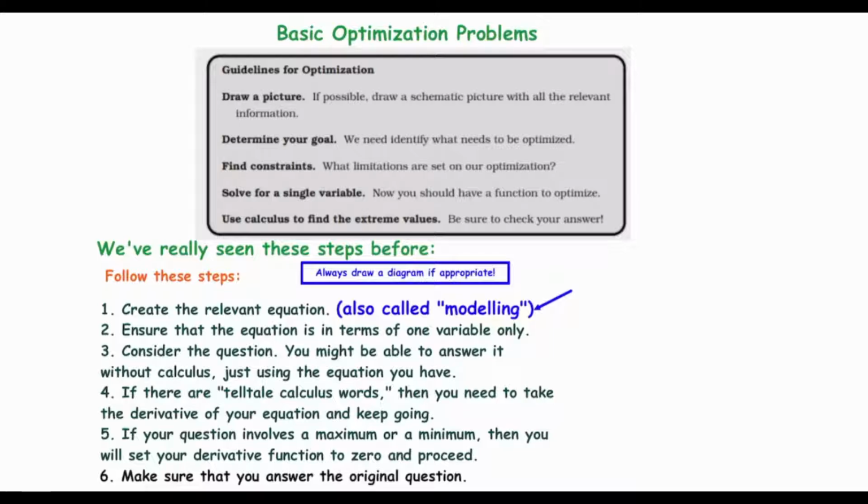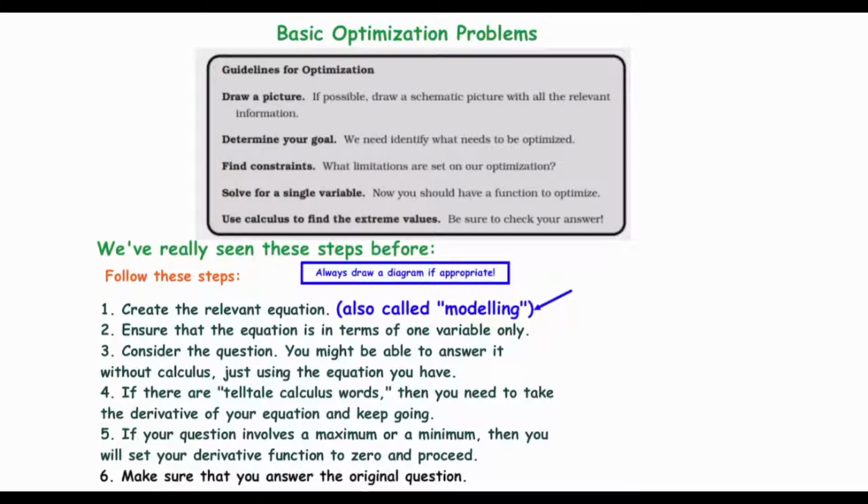So first of all, drawing a picture. If possible, draw a schematic picture with all the relevant information. Honestly, drawing a picture or a diagram is almost always a good idea when dealing with a math problem or a science problem. It's not necessary all the time. We just answered a number of questions without bothering to sketch the graph, and that's fine. But especially when dealing with a word problem involving some kind of shape or space, it's often very helpful. Or even just a quick sketch of our graph if we're dealing with like revenue or profit or something.